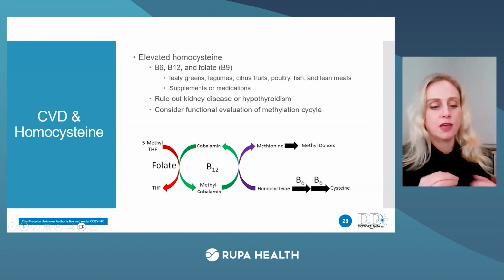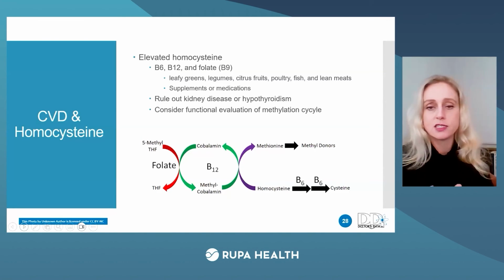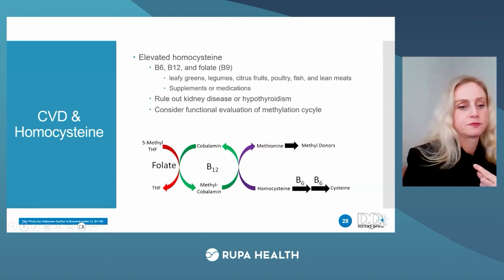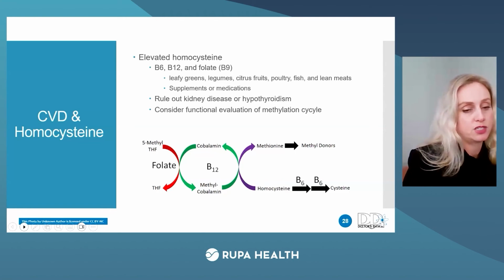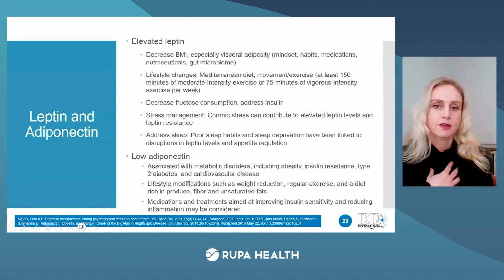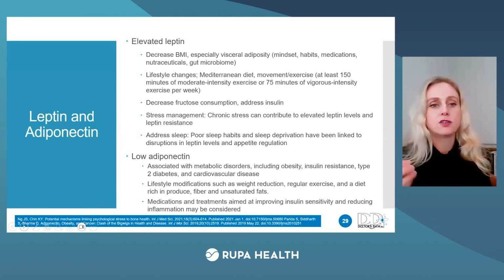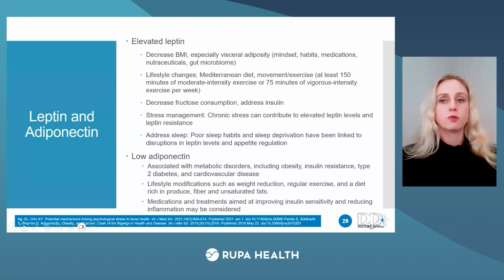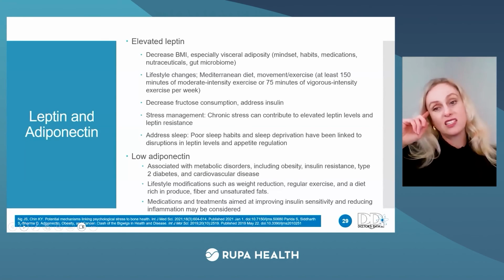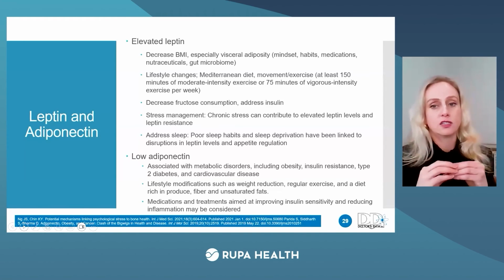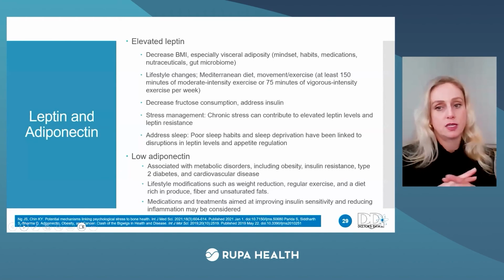And this patient too with elevated homocysteine, I'd be thinking about kidney disease. The markers look good on the panel for that, but something to keep in the back of your mind. Hypothyroidism as well. Okay. I would definitely be curious of the patient's thyroid function. And then for the elevated leptin, you want to decrease the BMI. You want to consider the Mediterranean diet, lifestyle changes, decrease fructose consumption. That's really important across the board. And then address the insulin because the patient has elevated insulin resistance, leptin resistance, the same thing.